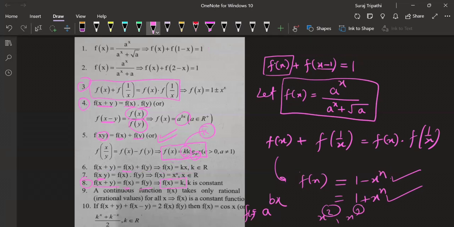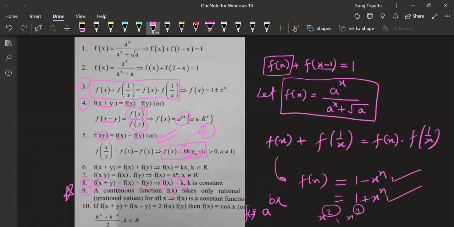One more important property, this ninth one. If any question says that the function takes only rational values, or takes only irrational values, then for that type of function, f of x will always be a constant function. It will always be a constant function. For property number 9 also, I'll be discussing a question.